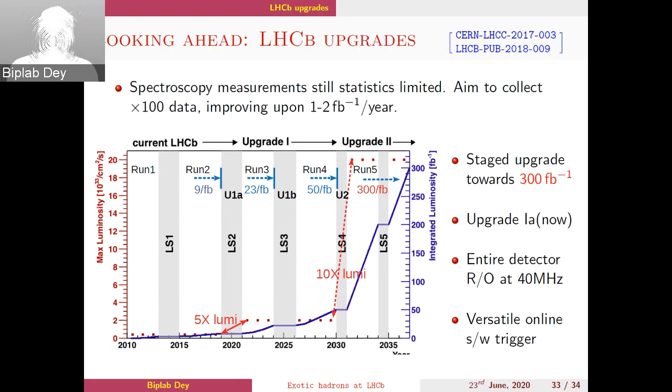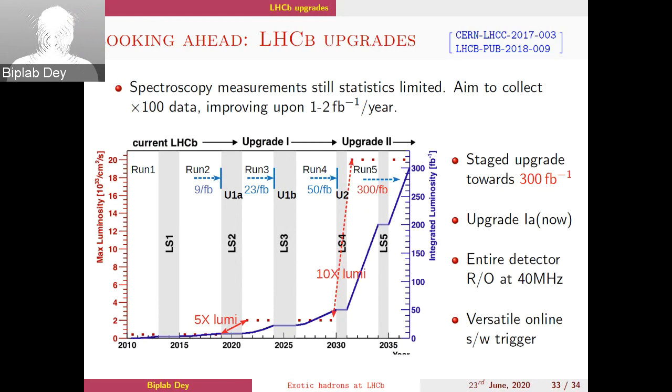This was required because right now we have what is called the hardware Level-0 trigger, which is a bottleneck. So we want to read out the entire detector at full 40 megahertz, and we will switch to a full, versatile online software trigger. And so we expect to collect a lot more events.